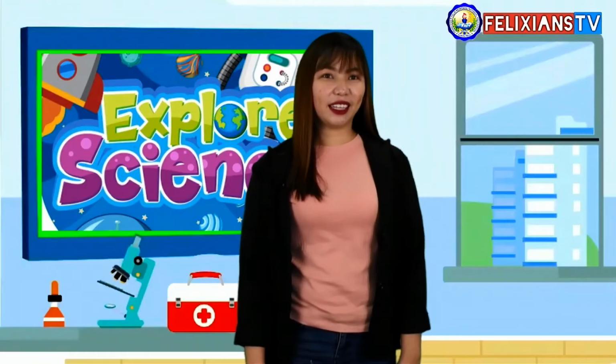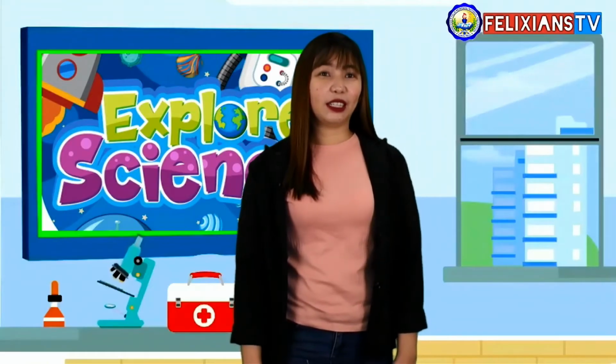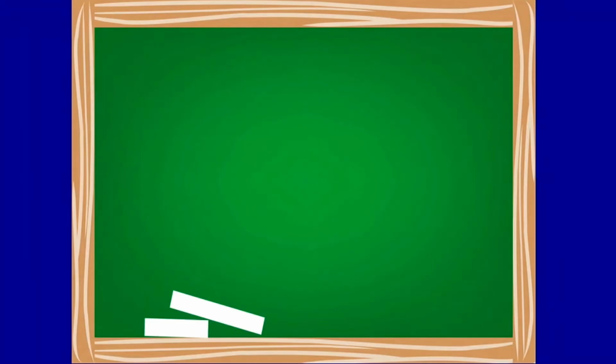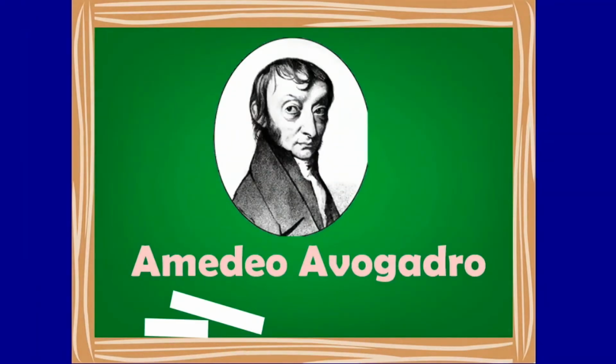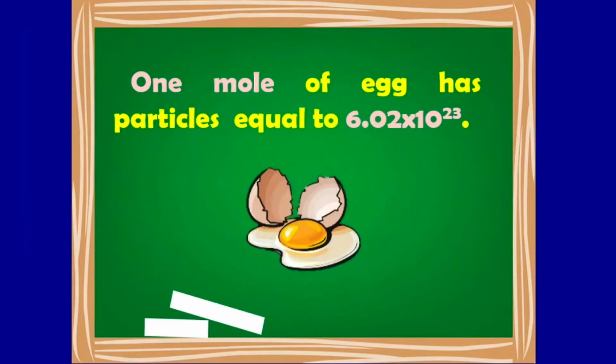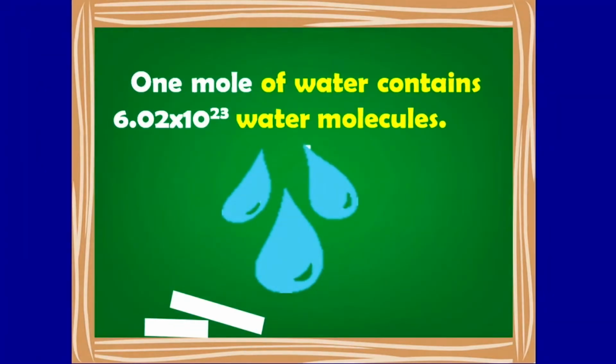M-O-L. Just like the word dozen can stand for 12 things, the mole stands for 6.02 times 10 raised to 23 things. This is called Avogadro's number. Avogadro's number is named after the Italian scientist Amedeo Avogadro. 1 mole of something consists of 6.02 times 10 raised to 23 units of that substance. For example, 1 mole of eggs has particles equal to 6.02 times 10 raised to 23. Another example, 1 mole of water contains 6.02 times 10 raised to 23 water molecules.